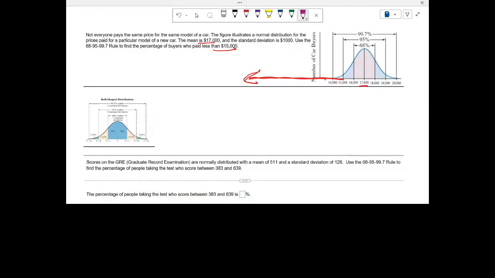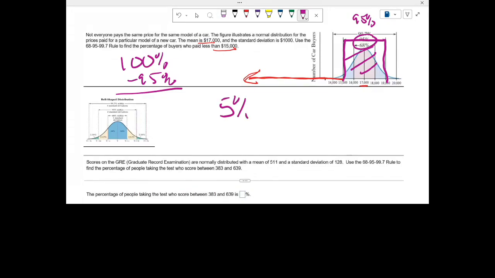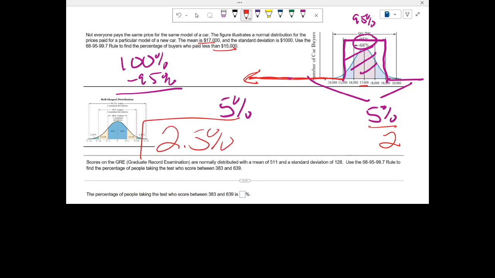First thing I'm going to do is look at this piece. Everybody in here adds up to 95%, right? The whole thing obviously is 100. So when we take away that 95%, we're still left with 5%. That 5% is going to be split between those two pieces. We're looking for the red one, right? So we just take 5% and divide it by 2, which is 2.5%.